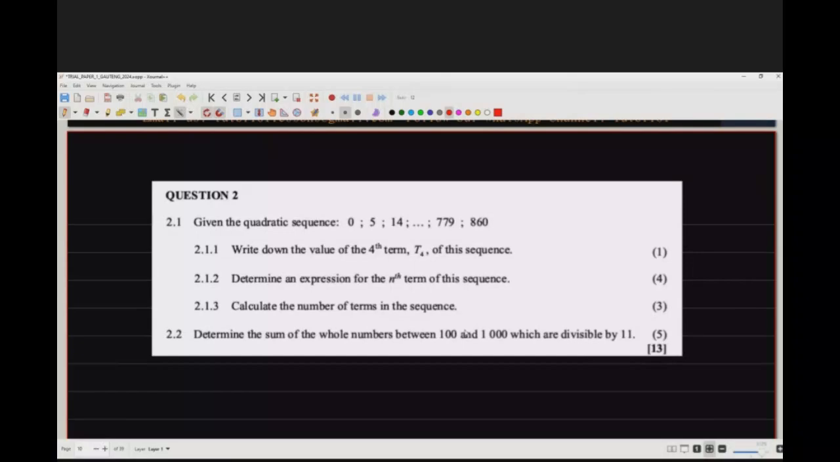Given the quadratic sequence 0, 5, 14, up to 779 and 860. 2.1.1: write down the value of the fourth term T4 of the sequence. Right, so we're going from 0 to 5, then 5 to 14. So we can see that there's a difference of 5 and then a difference of 7.